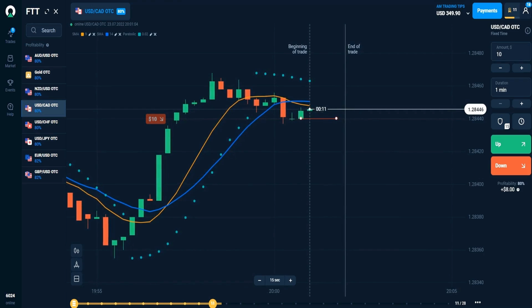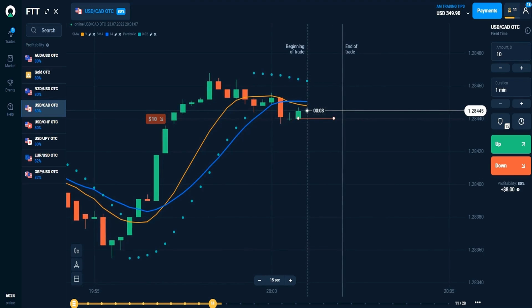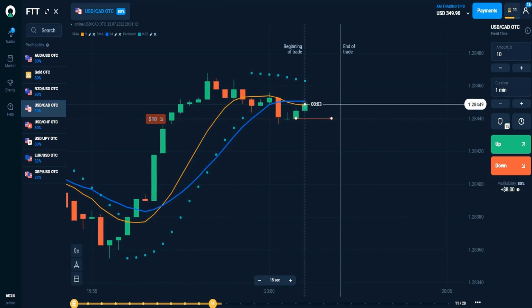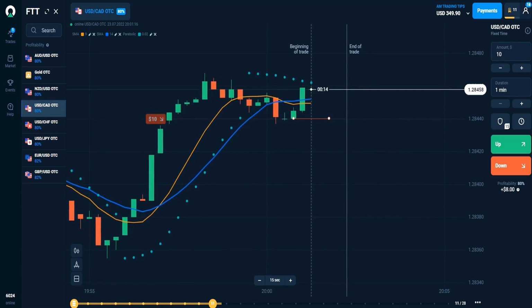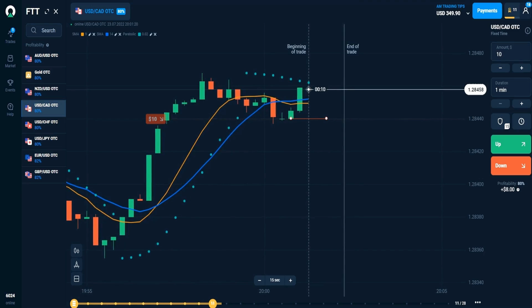Second, the parabolic SAR dots have shifted above the candle, which tells us that the market could be entering a downtrend. And third, we got a strong bearish candle, adding extra confirmation for a sell. Based on this, I placed a 1-minute sell trade as soon as all signals were clearly visible.